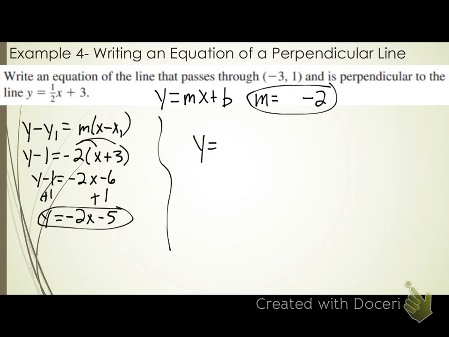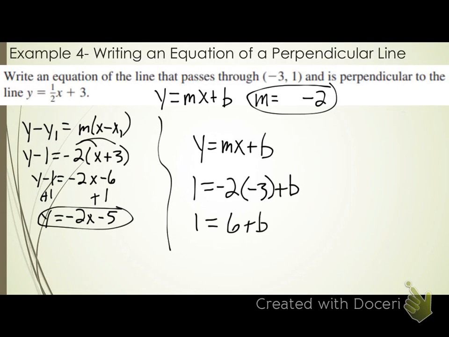Other method, using slope-intercept form to find your missing y-intercept. y value from the ordered pair is 1. Slope is -2. x value from the ordered pair is -3. I'm trying to find b, the y-intercept. -2 times -3 is +6. To get b by itself, I subtract 6 from both sides. b equals -5. If I'm using this form, I now have a slope, I now have a y-intercept. I can plug those in for m and b.